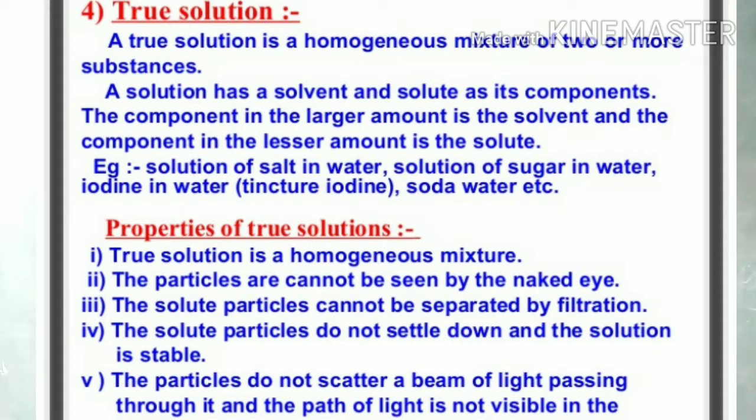Now let us understand the properties of true solution. A true solution is a homogeneous mixture which has uniform composition. The particles cannot be seen by the naked eye. The solute particles cannot be separated by filtration because they completely mix into the solution. The solute particles do not settle down because they completely mix in the solution, and the solution is very stable. The particles do not scatter a beam of light passing through it, and the light is not visible in the mixture.